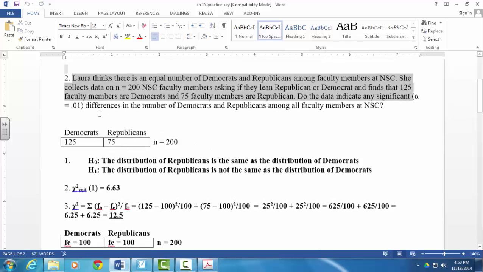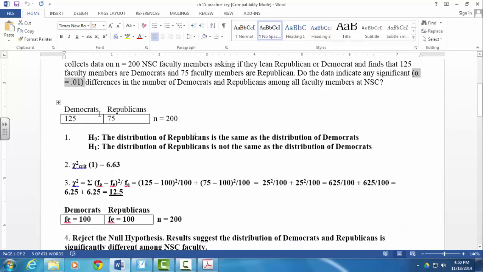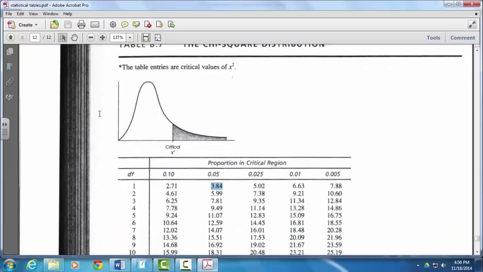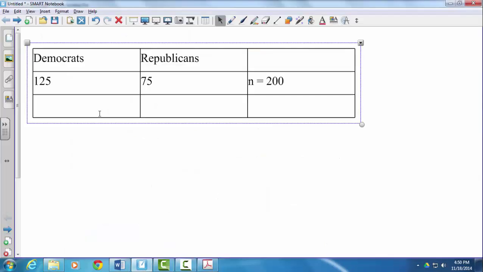So your alpha level is 0.01. I just automatically assumed 0.05, but you need to be careful. Check your alpha level. All right, now we're back on track. Alpha level 0.01, degrees of freedom 1. There you go, 6.63. All right, now let's do some calculations.